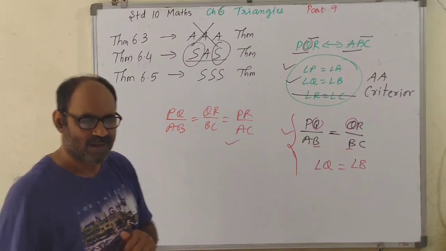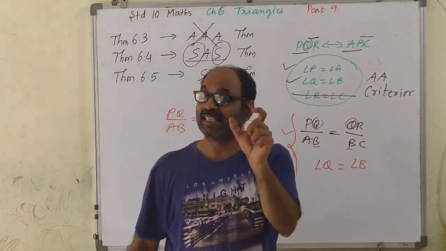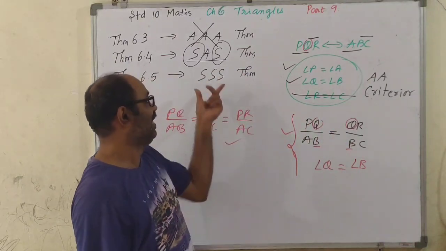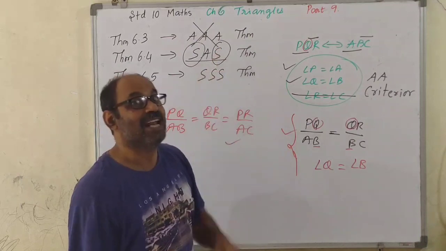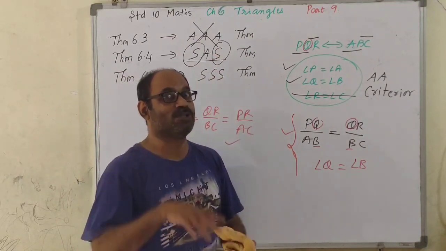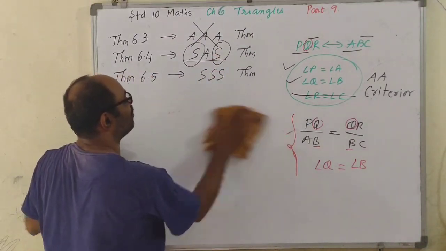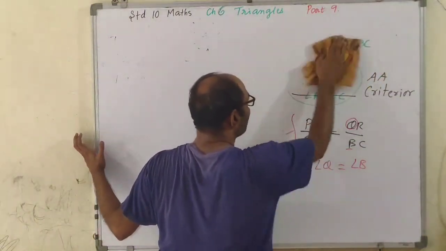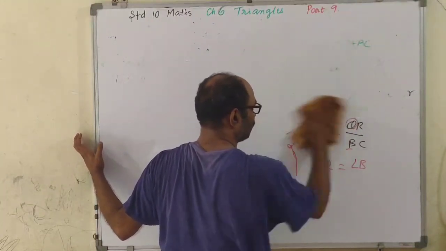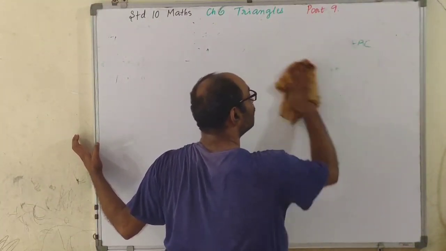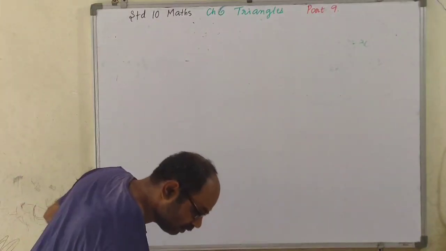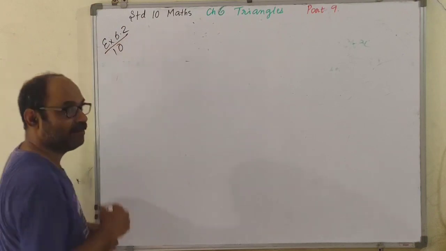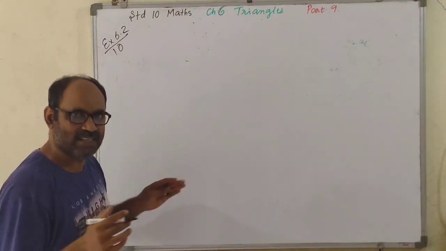Is that clear? Just now we have seen sum number 10. It was a bit lengthy, but you can do it very easily by the SAS theorem. So let's see the other method to solve the example. Yes, sum number 10 of exercise 6.2. I won't write the statement, we have just seen it.